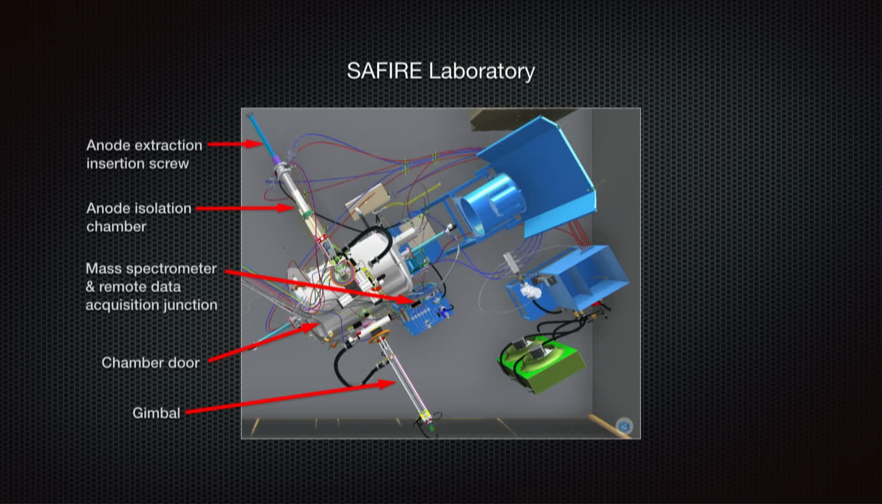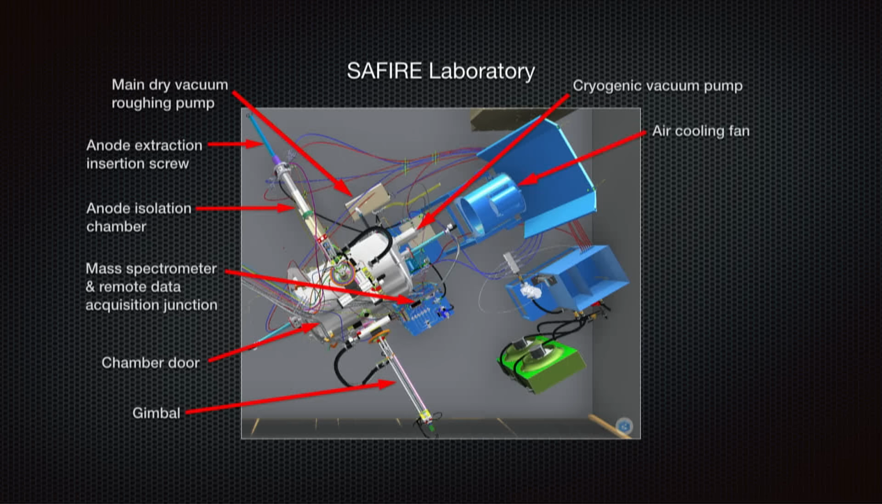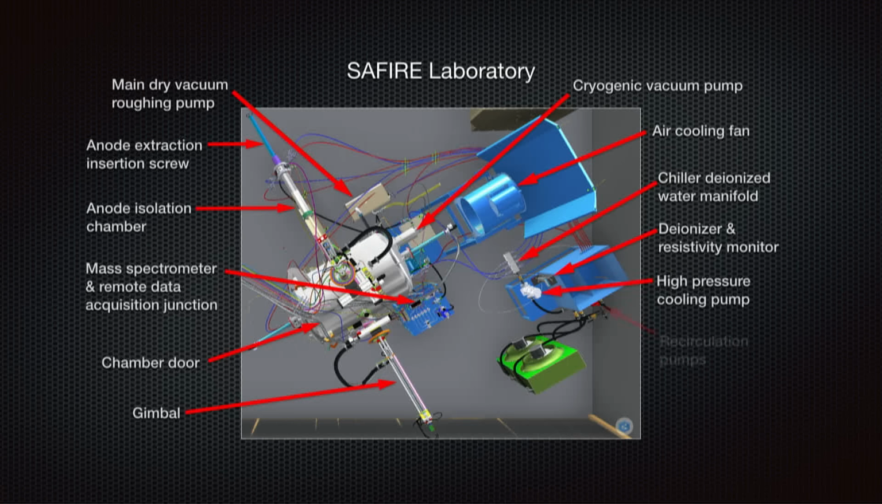So we have the gimbal. You saw that last year in the model. You're going to see the real thing tonight. The chamber door, mass spectrometer, and remote data acquisition junction. You'll see some interesting things there.